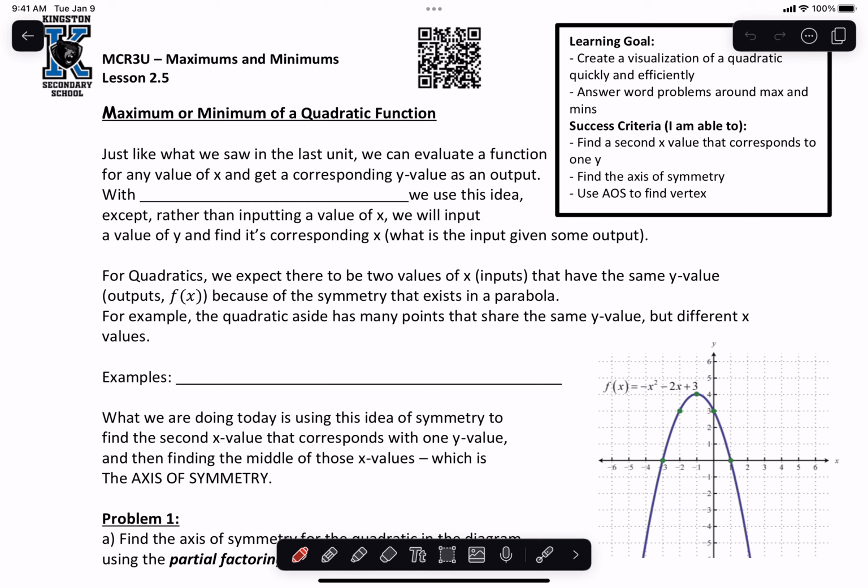So what we're looking at today is maximums and minimums again, but it's important for us to remember that although I've asked you to do the completing the square process, this is an alternative to that. And we like this process because it's faster. It's way faster. We're talking about efficiency of getting to what I'm looking for.